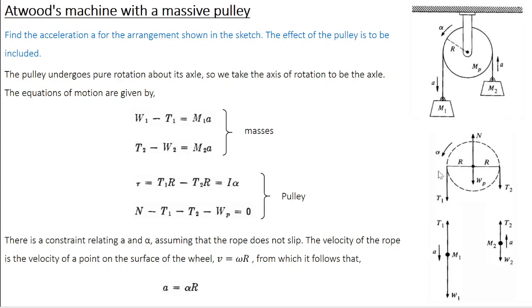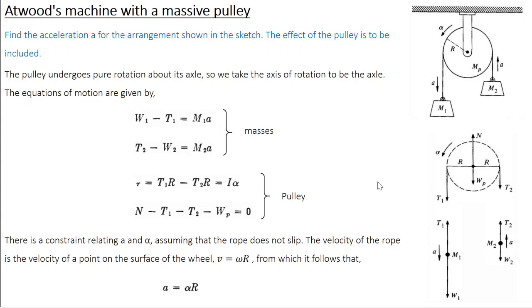And what about the pulley? The pulley has its own weight, given by the mass MP, so the corresponding weight WP acts downward. It's fixed onto this surface, so there is an upward normal force N. And it's undergoing a rotational motion. On the right side there is force T2, and on the left side you have tension T1, so there is going to be a torque corresponding to each.